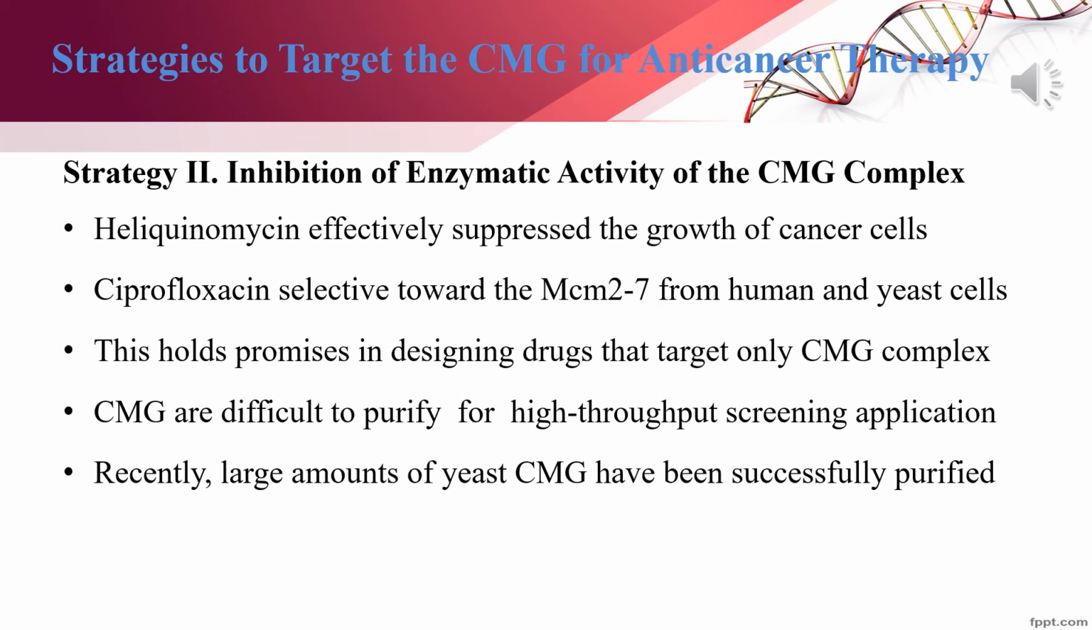The second strategy for targeting the CMG is to directly inhibit enzymatic activity of the CMG complex. Heliquinomycin was originally discovered from the Streptomyces species and was demonstrated to have antibiotic effects on microorganisms and inhibited DNA replication and RNA synthesis in cultured cancer cell lines. Among fluoroquinolones, ciprofloxacin displayed selective inhibition toward yeast MCM2-7. It has promise in terms of designing drugs directed only at a particular helicase.